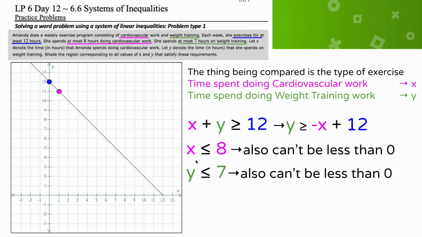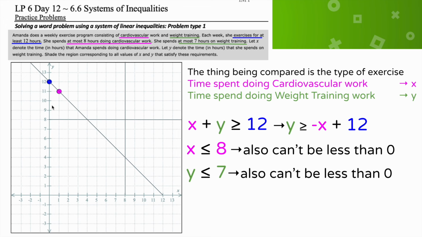Now we're going to deal with her limits on cardiovascular and weight training. For the less than or equal to 8, I'm going to draw a line on 8. She's not going to go past this point. This is a stopping point. And for 7, she's not going to go above this point. Oops, that should be on 7. I should have scooted that down a little bit, so I'll have to fix that because it should be right here, just a little bit down.